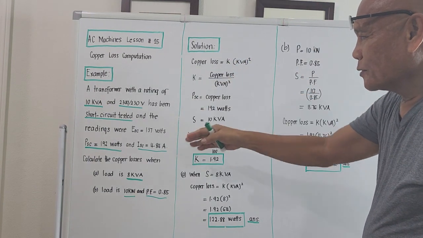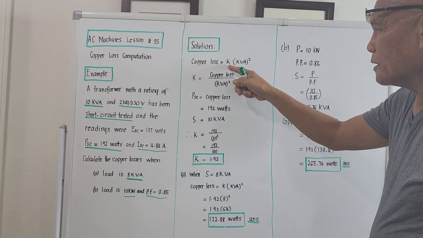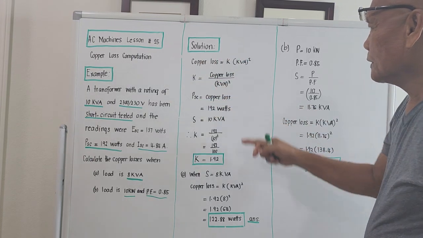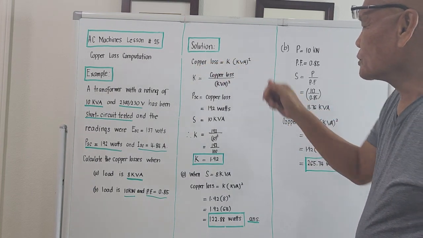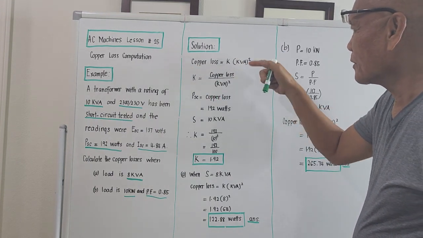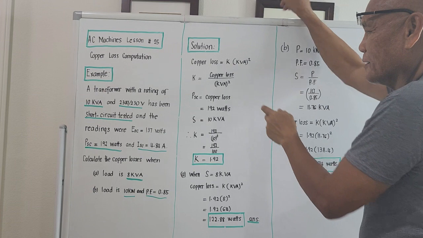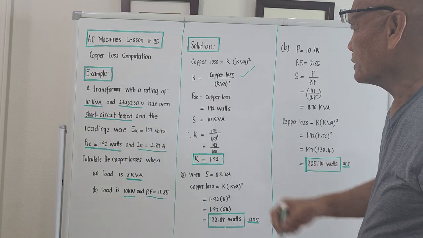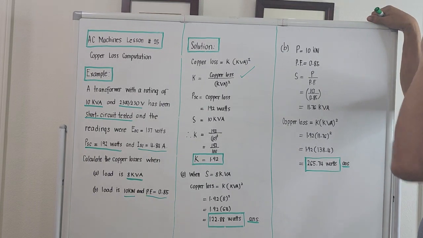To compute for the copper loss at any given load, we must compute for the value of K for the given transformer. So if we try to compute for K, it will be copper loss over the square of the kVA, right? We manipulate this one. We solve for K, so we divide both sides by the square of the kVA. So K now will be copper loss over the square of the kVA. Okay? So this will now be the equation on how to compute for the value of K. Value of K is actually depending on the constants of the transformer. Okay?